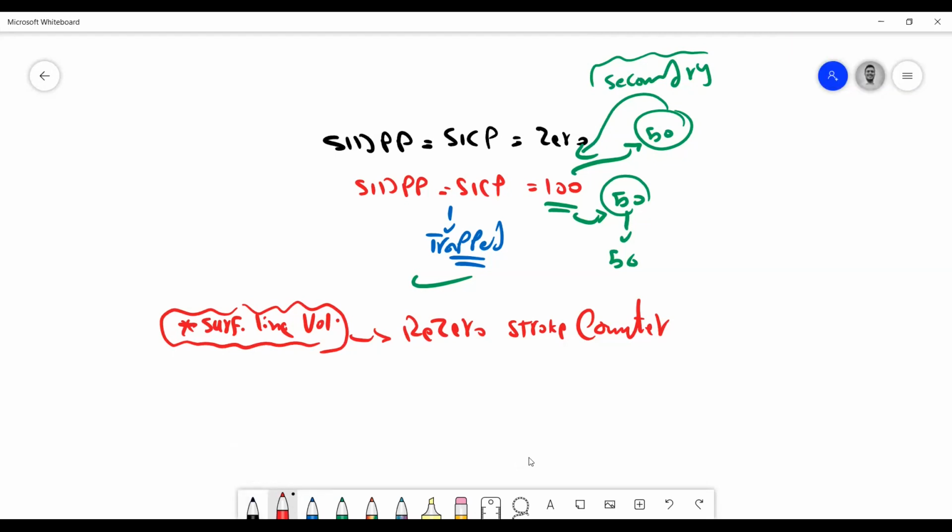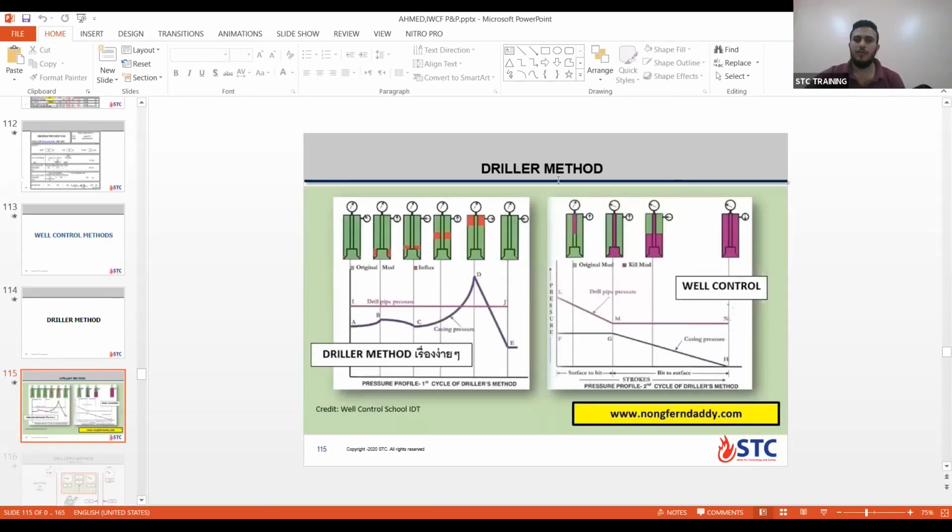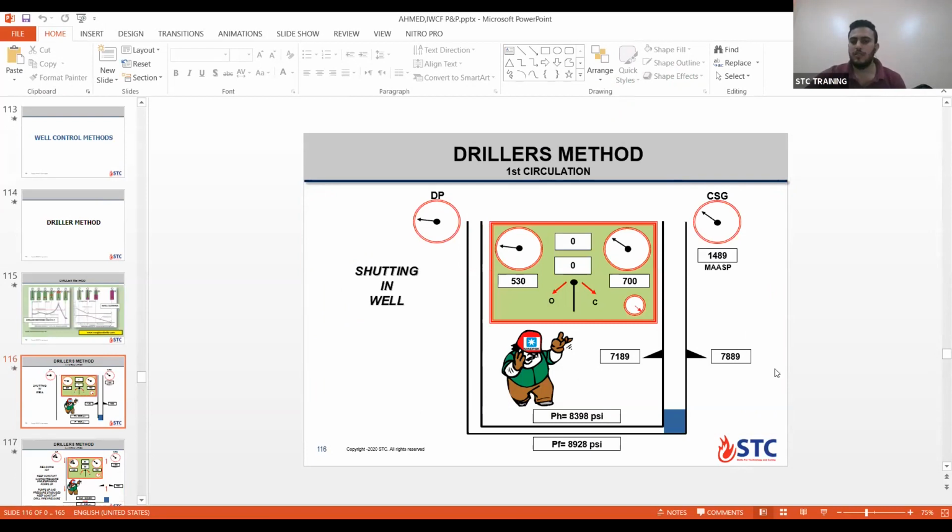No, it's clear. Okay, so now let's go back again to our PowerPoint. Well control methods, driller method, first circulation method. Here, driller method and first circulation. We just shut in the well on an influx. This blue color is the influx, and the white is the original mud. So here we have shut-in drill pipe pressure 530 and shut-in casing pressure 700.